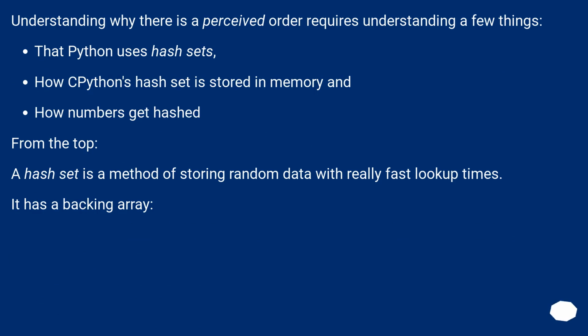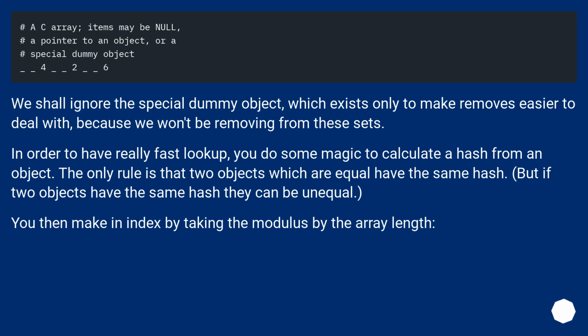Understanding why there is a perceived order requires understanding a few things. That Python uses hash sets. How Python's hash set is stored in memory and how numbers get hashed. From the top. A hash set is a method of storing random data with really fast lookup times. It has a backing array. We shall ignore the special dummy object, which exists only to make removes easier to deal with, because we won't be removing from these sets.